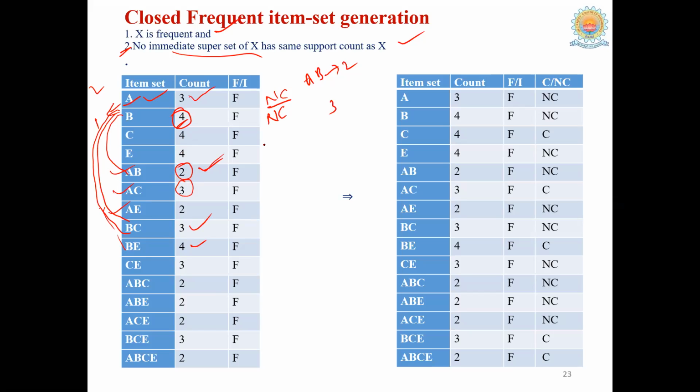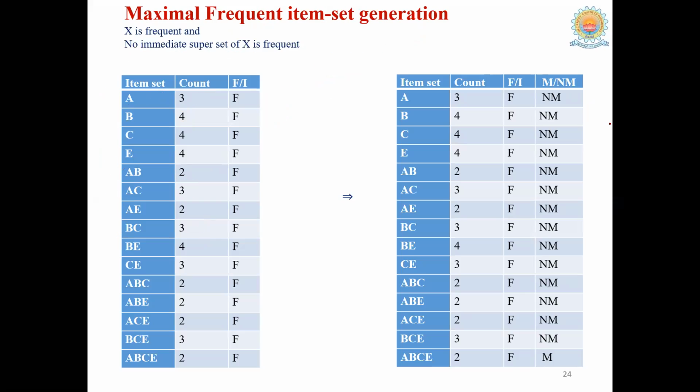So like this, you consider each item set as X and go for its immediate supersets of length one more. By checking the second condition, you can decide whether it is a closed frequent item set or not. Like this, we are marking NC if it is not closed, or C if it is closed. So like this, you can find whether the item set X is closed frequent or not.